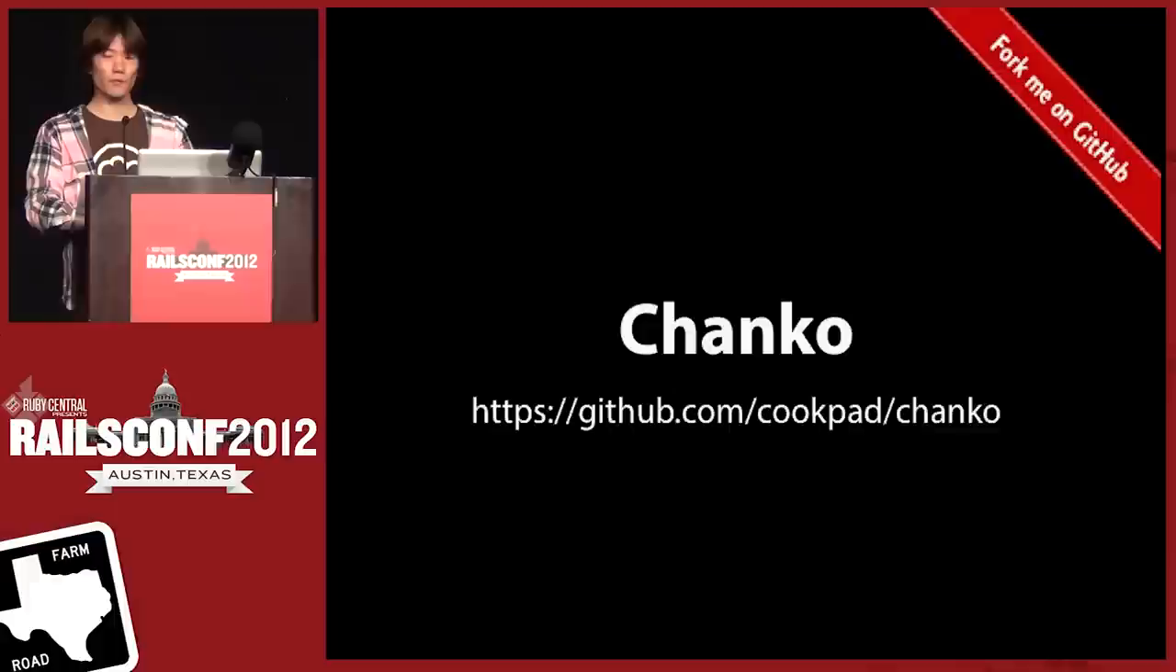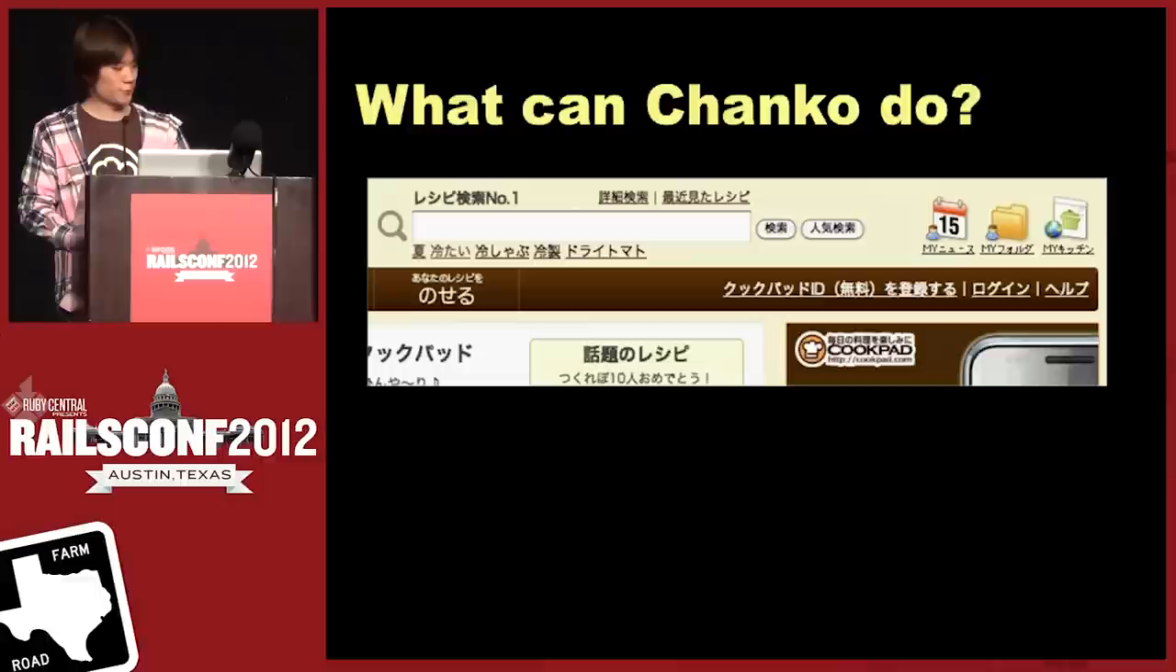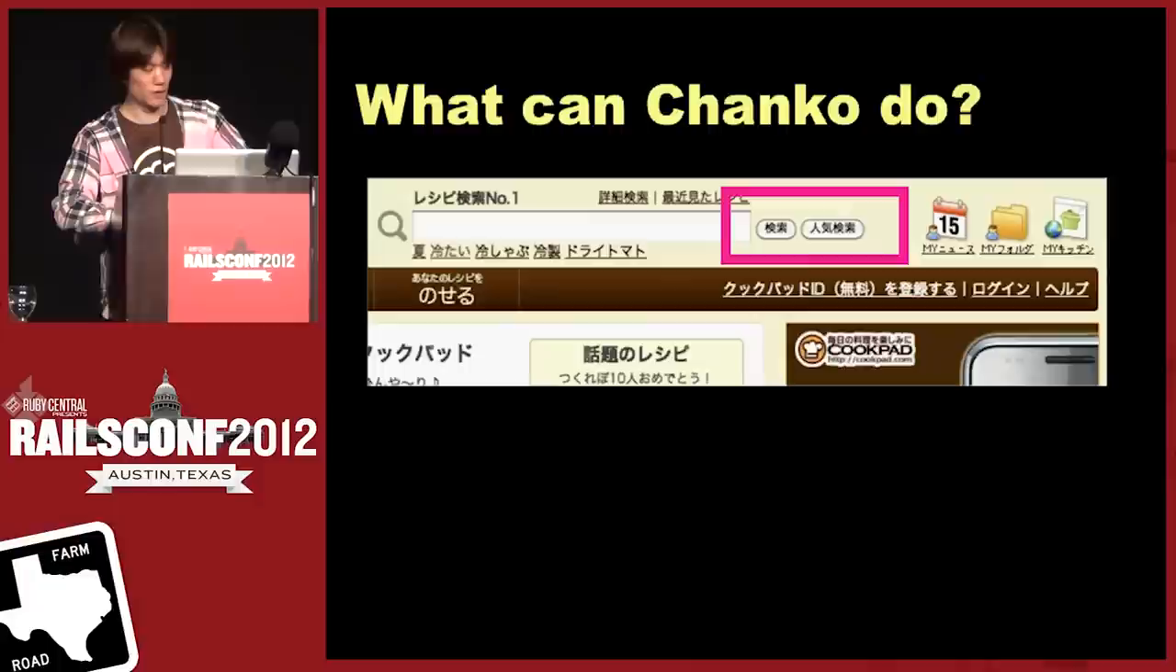It allows us to maintain a stable and high quality service while we continue our experiment of trial and error. So what does Chanko allow us to do? I'll explain that with a simple example. This is a search tool that Cookpad currently uses in the production environment. Using Chanko, we can provide a new search tool with a different design to only limited users.